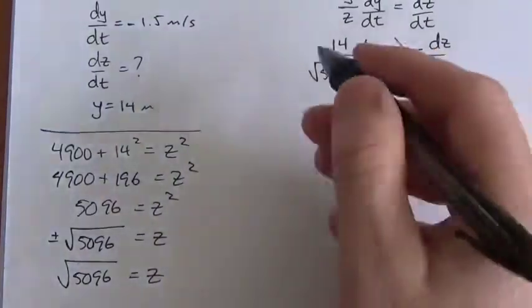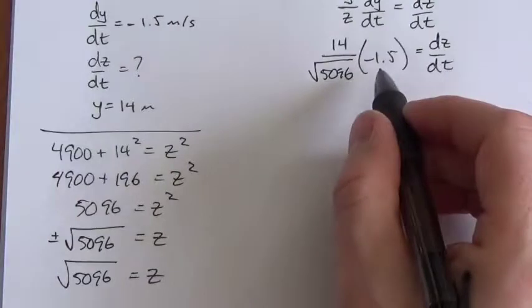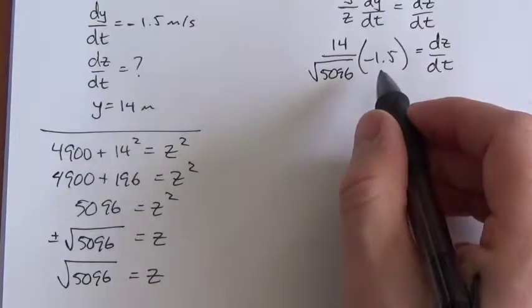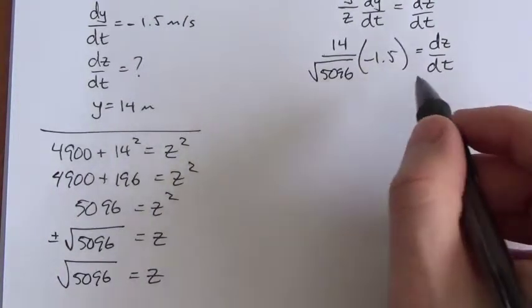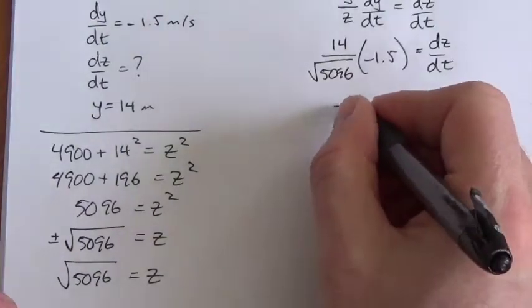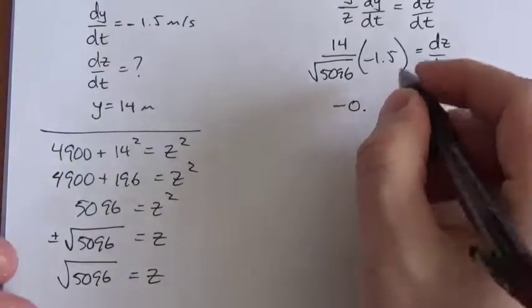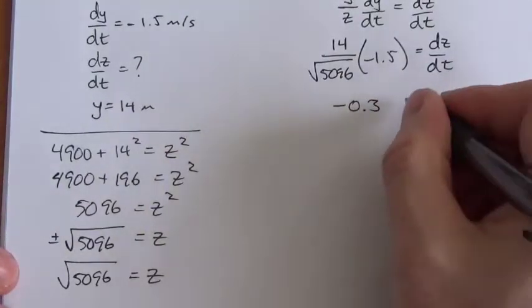So now I'm just going to evaluate this in my calculator. So 14 times negative 1.5, and then I'm going to divide that by the square root of 5,096. And we get here a value of, it's going to round to, negative 0.3.